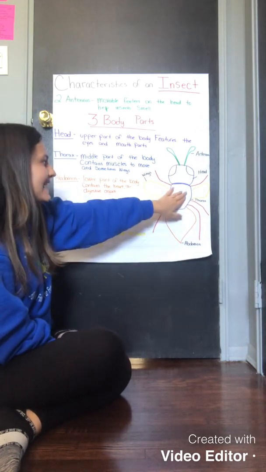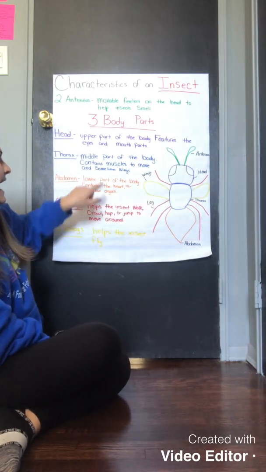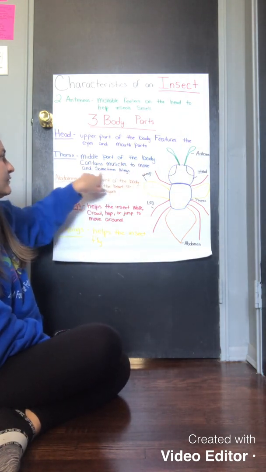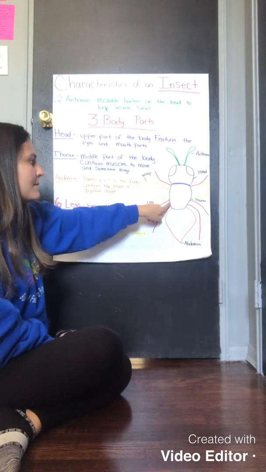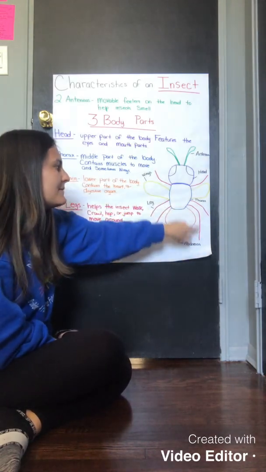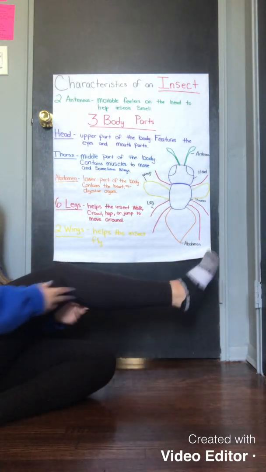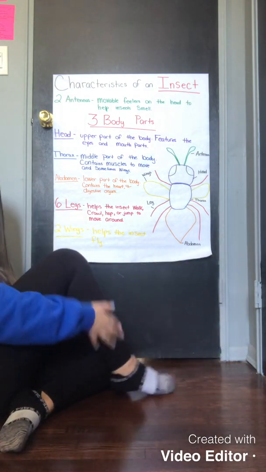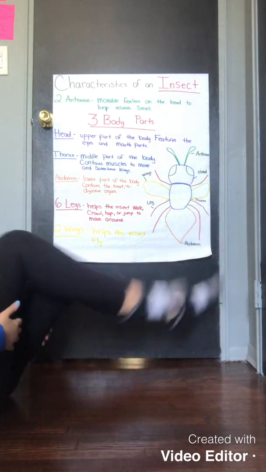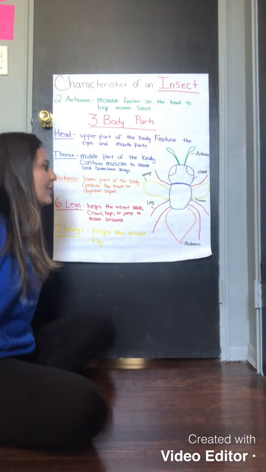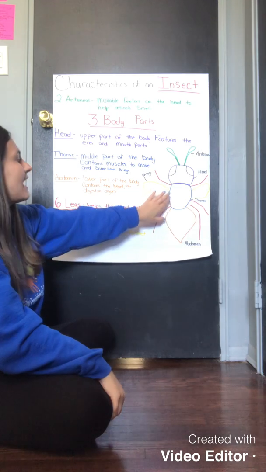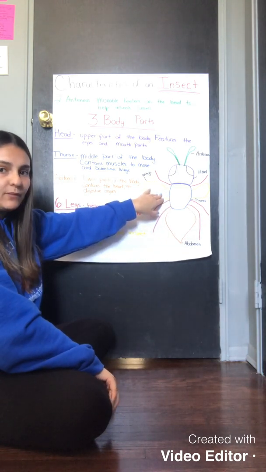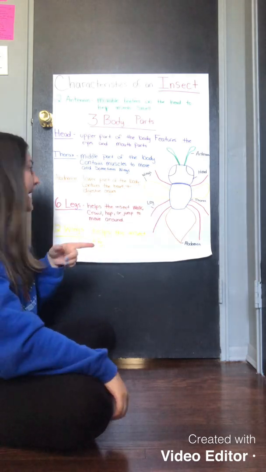The thorax is the middle part of an insect. So it's the middle part of the body, contains muscles to move and sometimes wings. So here are the muscles to move. What's another word for the muscles to move? What am I doing right now? I'm moving my muscle, but this muscle is called a leg. I'm moving both my muscles, okay? So the legs. And not all insects have wings, as we said the last 2 days. Some have wings and some don't, and that's okay.